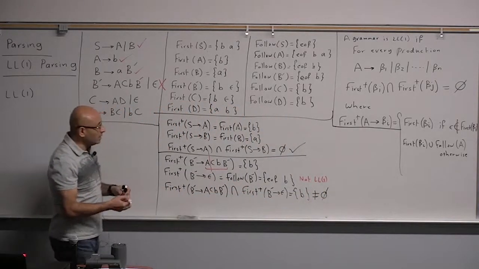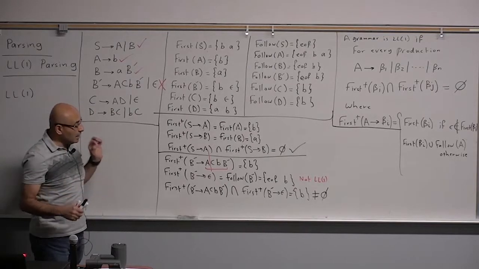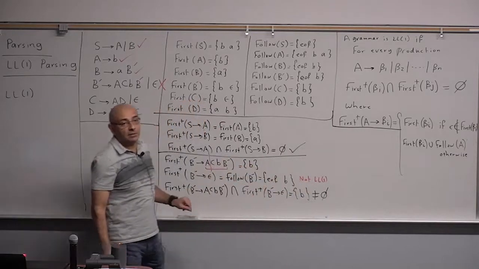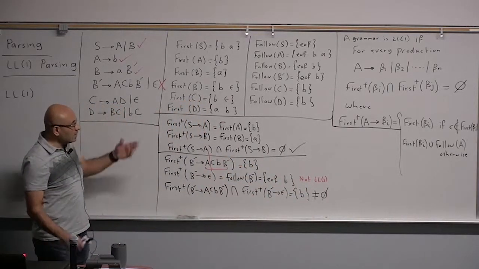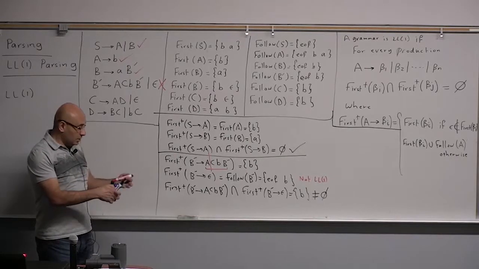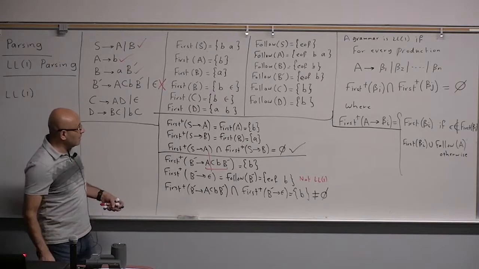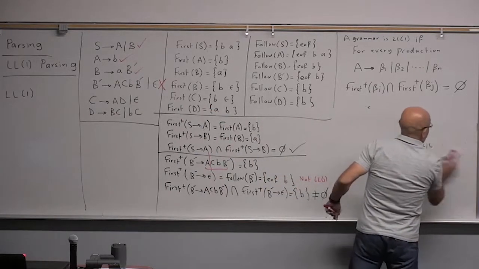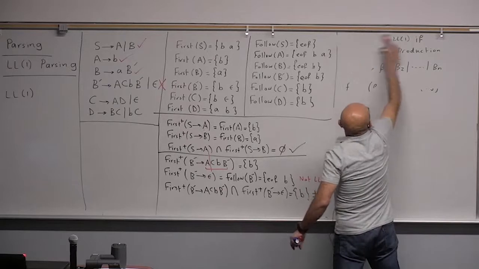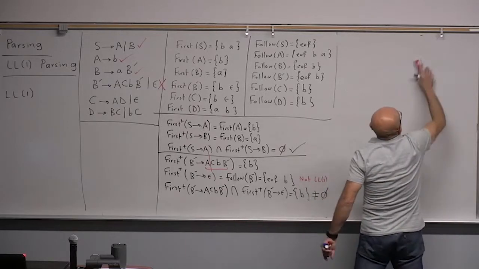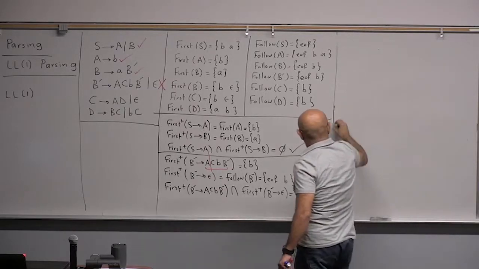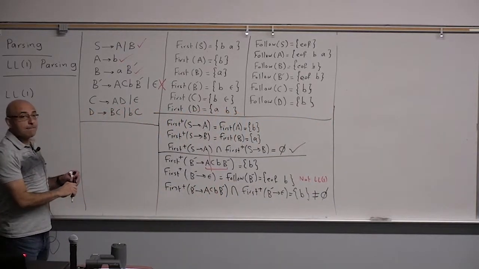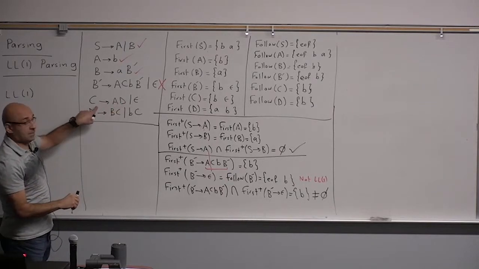Okay, so only one non-empty intersection is enough to say that this grammar is not LL1. Now let's continue, we don't have to, but let's continue for the sake of illustrating how this procedure works. Now we should look at these two alternatives for C.